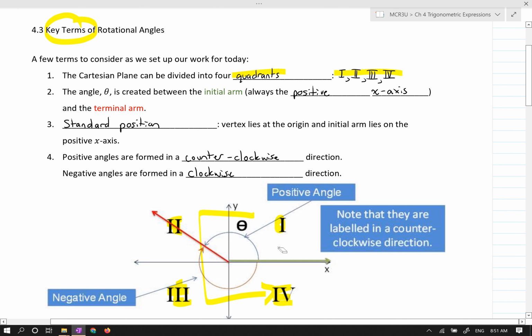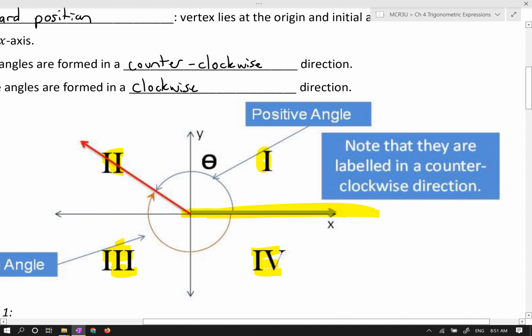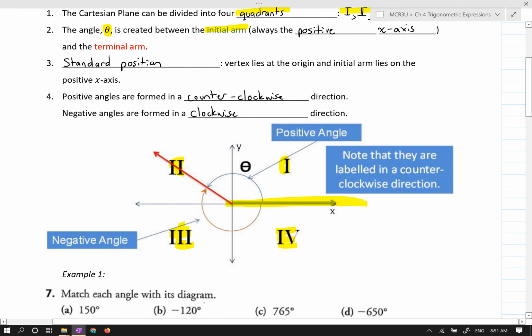Now, when we're working within these quadrants, we use what's called a terminal arm and an initial arm. So an angle, theta, is measured between an initial arm, which is always in the same location. This initial arm is always our positive x-axis, and that's where our x values are positive. That's on the right-hand side of our vertical axis. Our terminal arm, that's what can move around. So depending on where the terminal arm is, our principal angle will have different values.